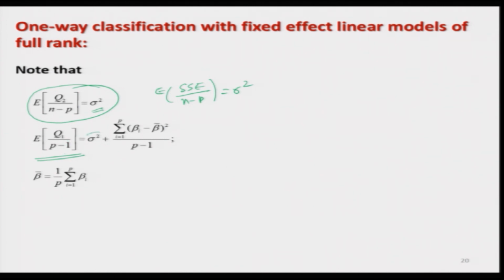And if you try to find out the expectation of Q1 divided by p minus 1, this will come out to be sigma square plus the summation i goes from 1 to p of (beta i minus beta bar) whole square divided by p minus 1, where beta bar is equal to 1 upon p, summation i goes from 1 to p of beta i.